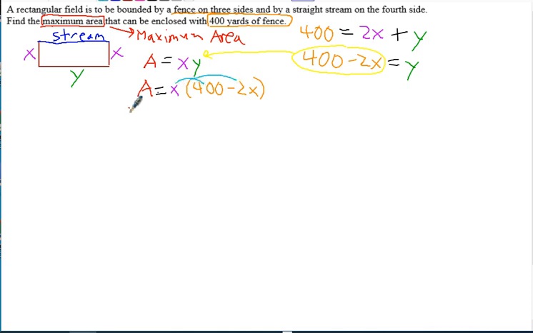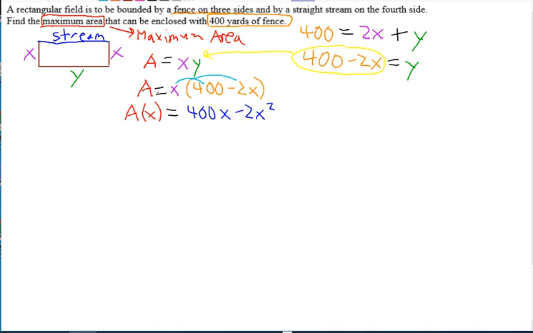And so now I'll also write it in function notation so we don't mix it up with those related rates type of problems, which can sometimes seem a little similar. So this is the area as a function of x now. If you distribute out the x, that would give you 400x minus 2x squared.